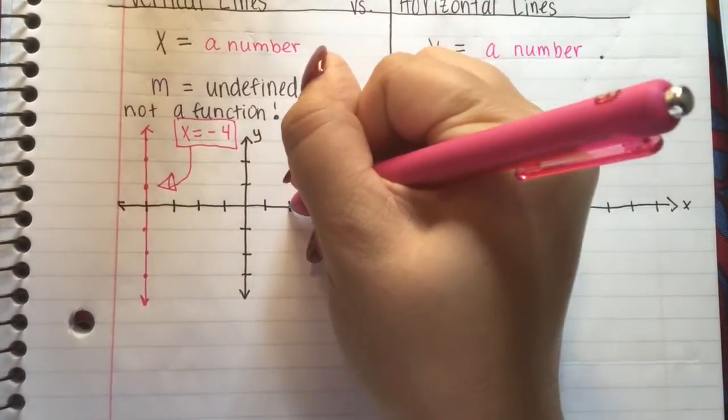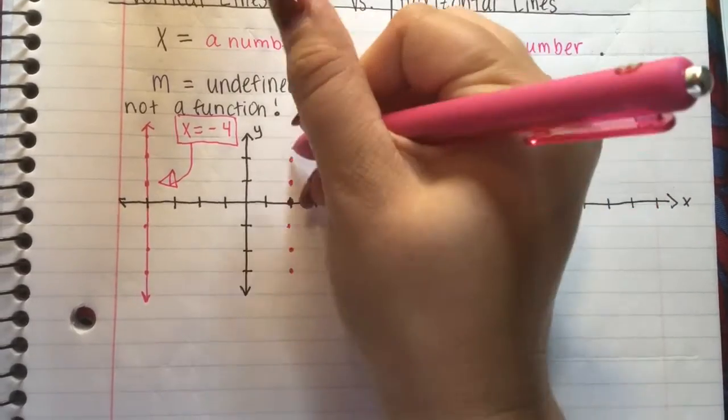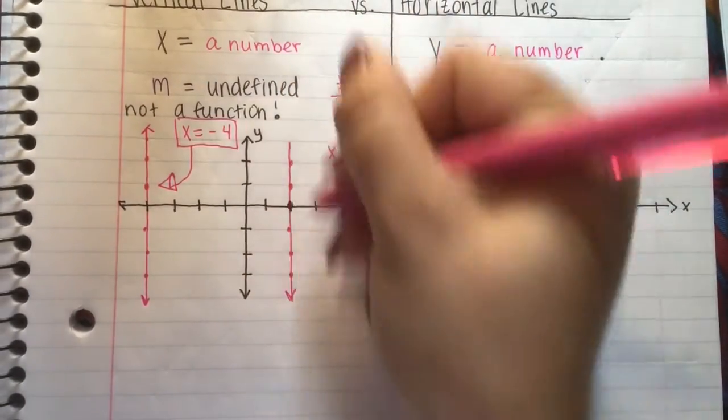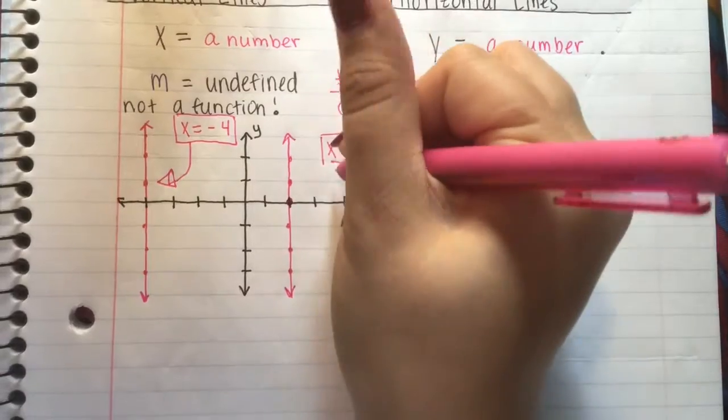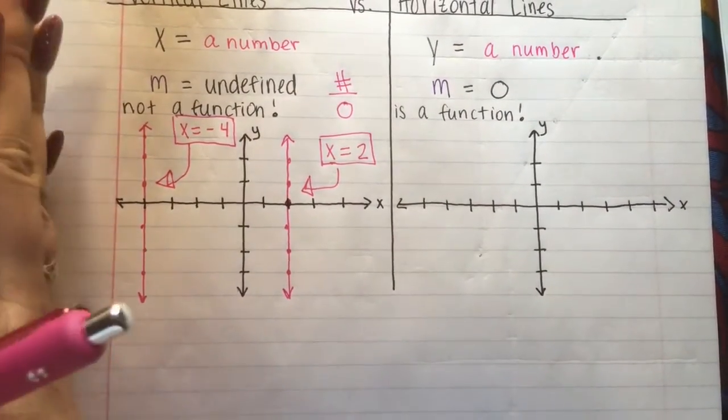So to look at another example, like x equals 2, I'll start at x equals 2 and I'll move up and down however many points I want, but I'll never move to the right or to the left. That's what makes this a vertical line or a line with an undefined slope.